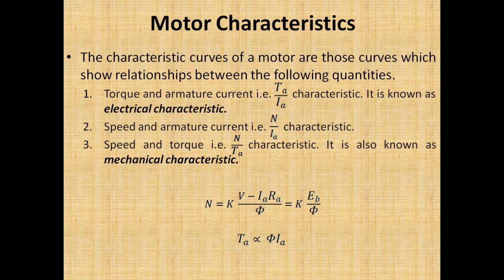These characteristics are determined based on two relations, that is speed is equal to K into EB by phi. From here we can say that speed is directly proportional to EB by phi and armature torque is directly proportional to phi Ia. This particular relation can be obtained from the standard relation of back EMF, that is back EMF is equal to phi P Z by 60A, and this particular relation can be obtained from the standard relation of armature torque which we have derived in the last class, that is armature torque is equal to 0.159 phi Z Ia into P by A.